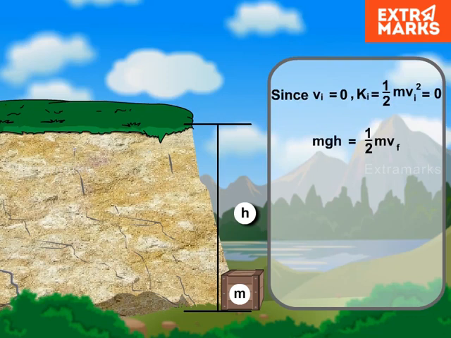Thus, we can find out the final velocity of the block if the height of the cliff is known to us. If we suppose the height of the cliff to be 100 meters, the final velocity of the block from the formula comes out to be 44.27 meters per second.